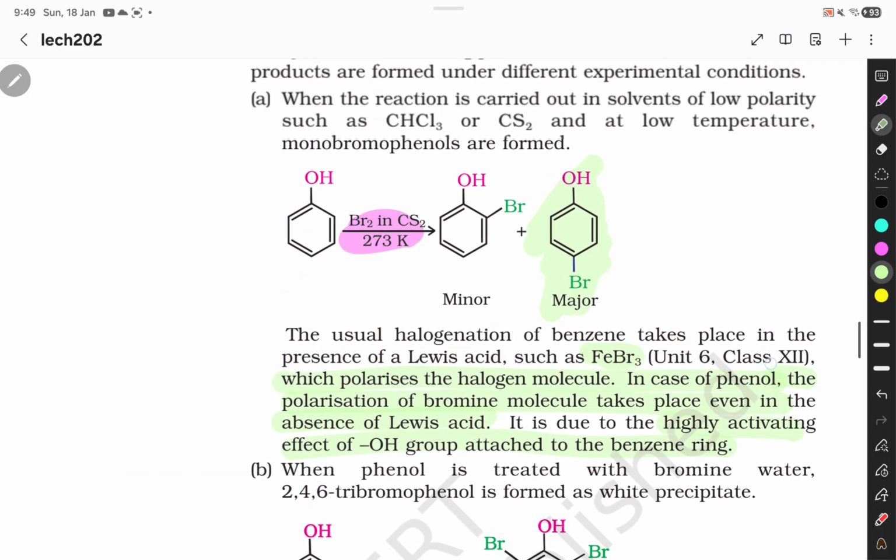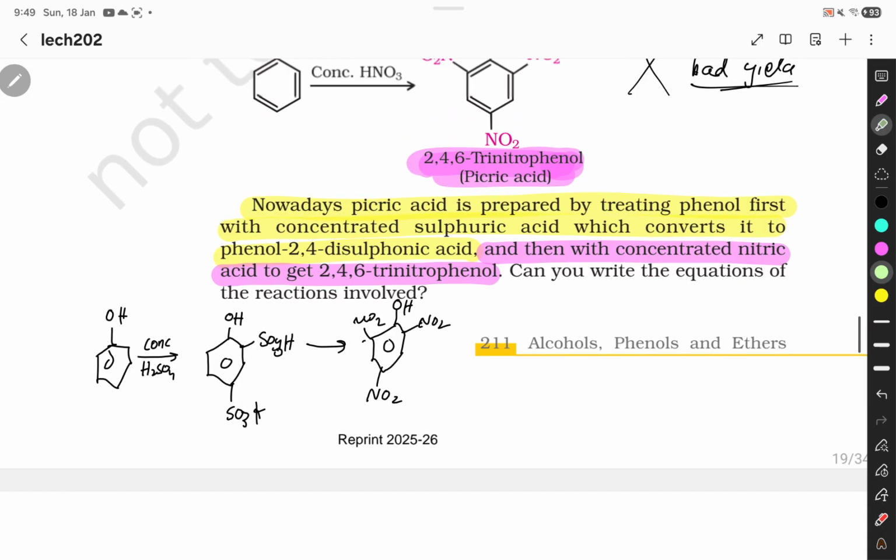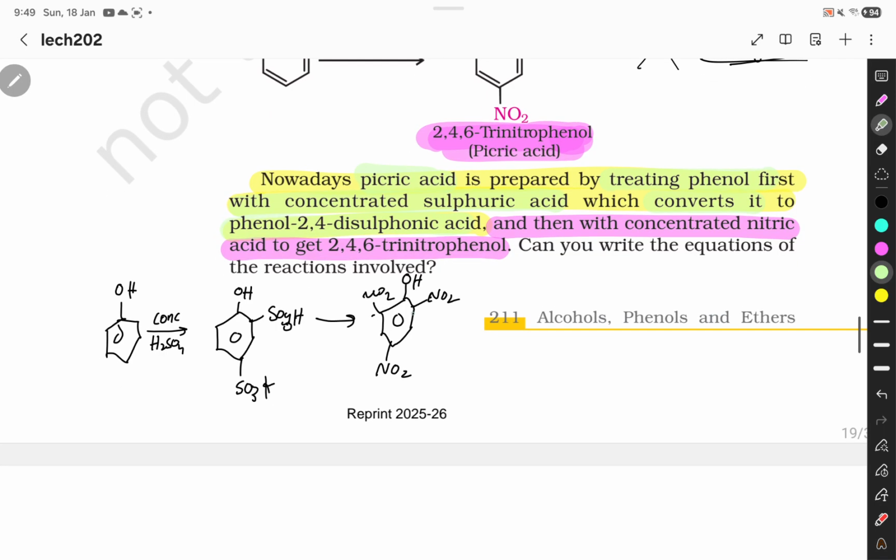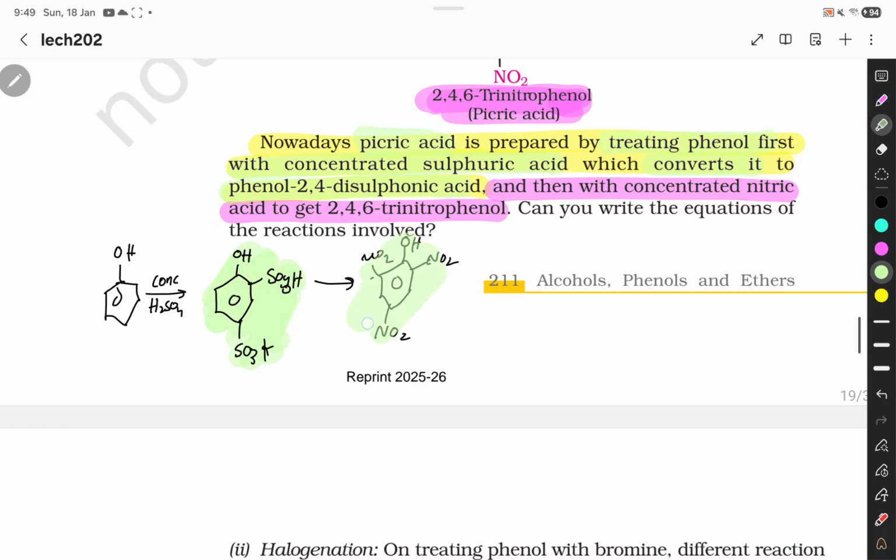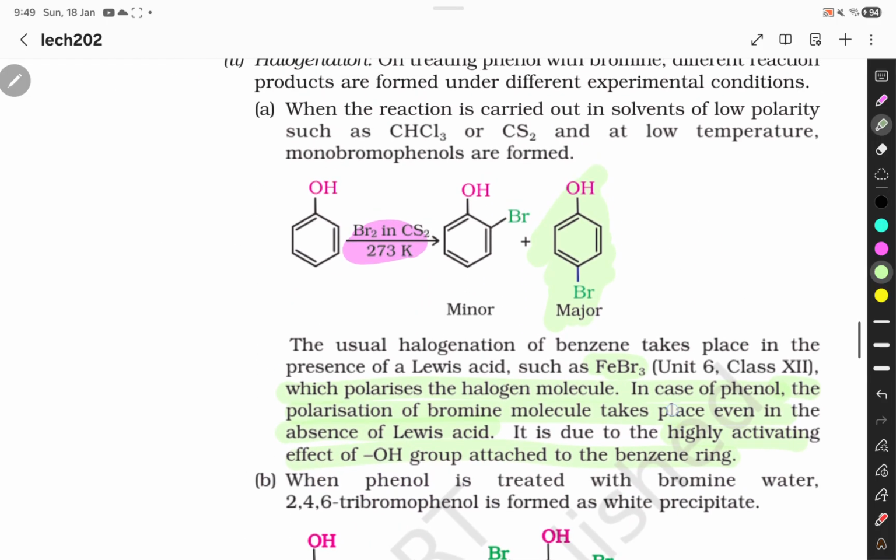Then proceeding, we have picric acid preparation. Prepared by treating phenol first with concentrated sulfuric acid, which converts it to phenol-2,4-disulfonic acid. I have written these reactions. Remember the first one especially, because first it converts into the disulfonic acid, then it converts into the trinitro compound.